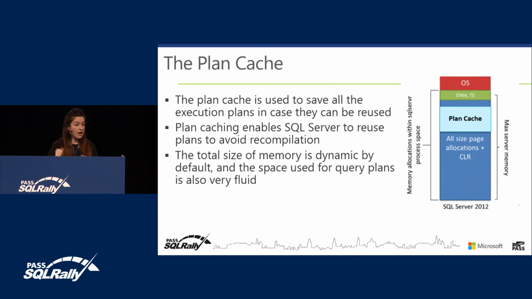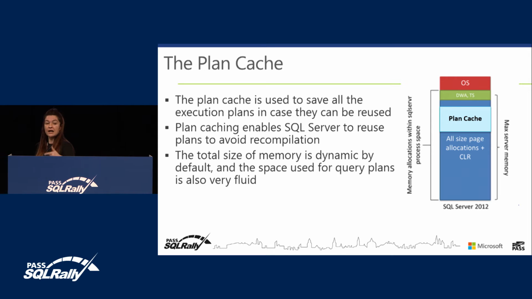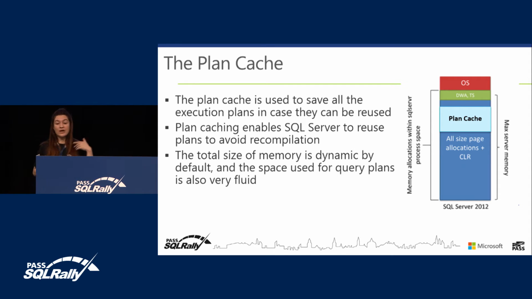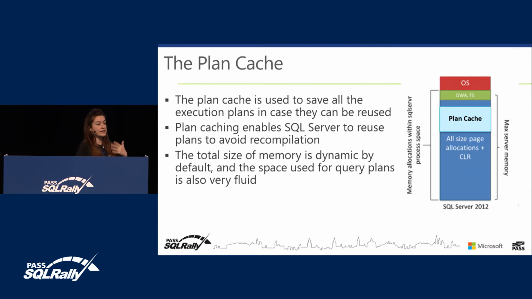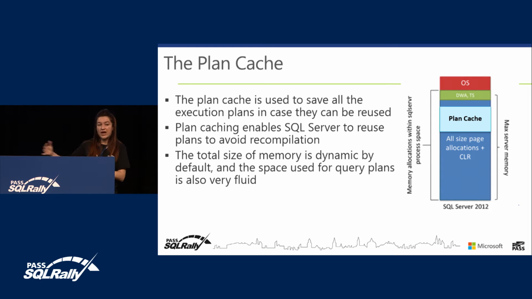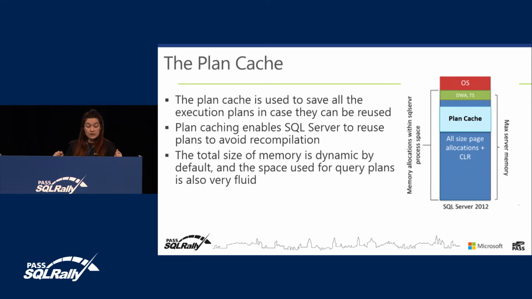execution plans. In this way, it will save time and resources when you send the same statement, probably with different parameters, next time. So it will find the plan in cache, and it will use the same execution plan with a different context and a different number of parameters, and different values of parameters. So plan caching is something good.